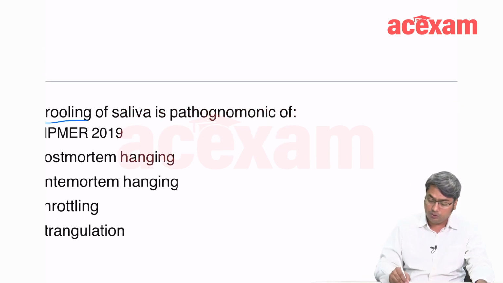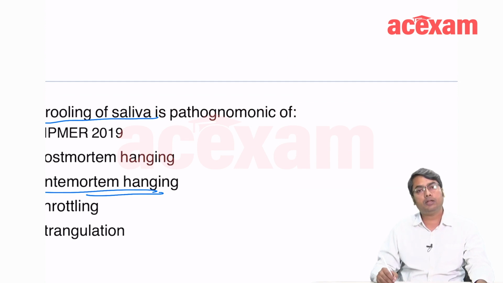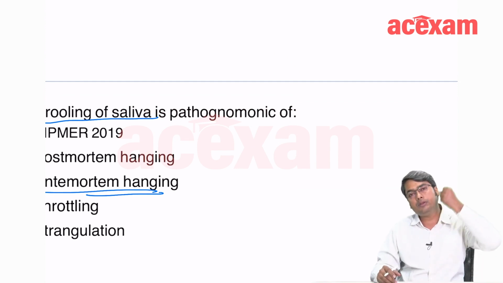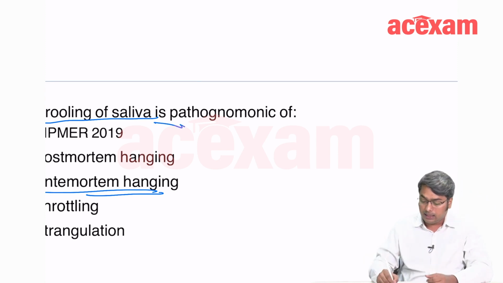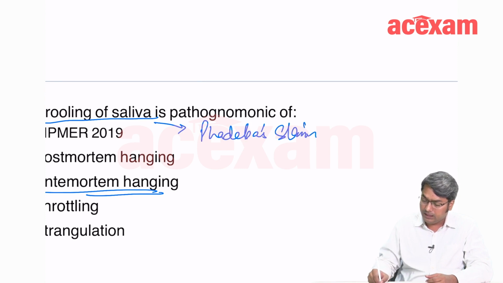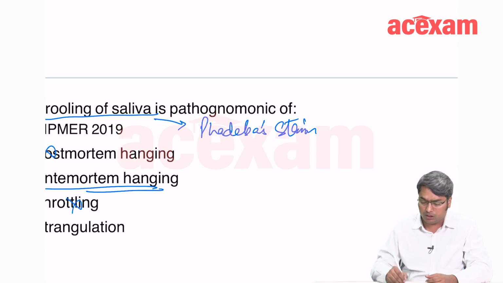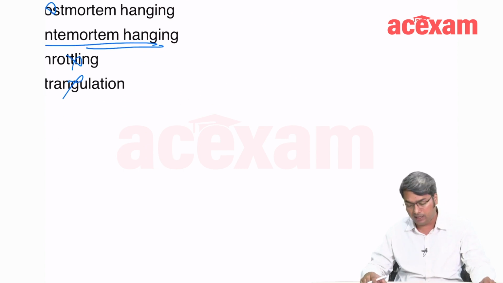Drooling of saliva is pathognomonic of antemortem hanging. For example, if the knot is on this side and the head is to this side, there will be drooling of saliva, and this saliva can be tested by Fadeba's stain. It is not typical of postmortem hanging or throttling or strangulation. This is typical of antemortem hanging.